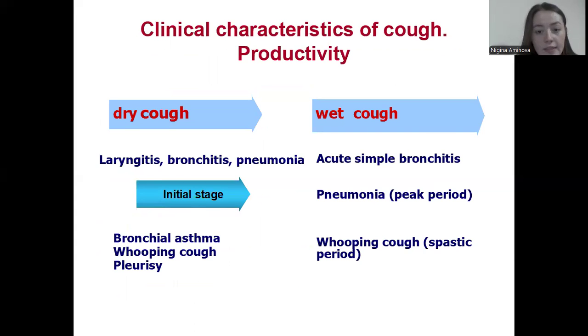Clinical characteristics of cough. They can be dry or wet. Dry cough can be met in laryngitis, bronchitis, and pneumonia. Wet cough is more common in acute simple bronchitis, pneumonia, and whooping cough.